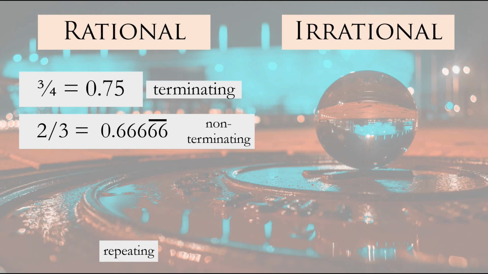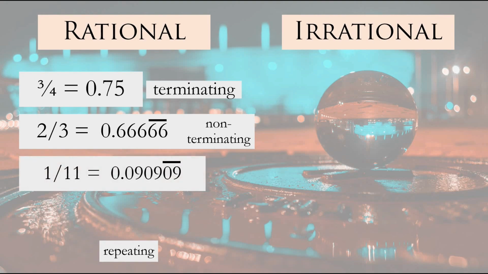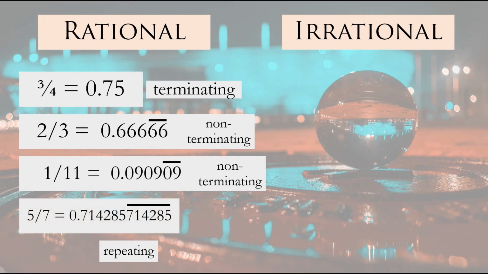Thus, it's rational. 1/11 is equivalent to 0.09090909 and so on, or 0.09 with an overbar. It is also non-terminating but repeating, thus it's rational. Lastly, we have 5/7, which is equivalent to 0.71428571428 and so on, or 0.714285 with a bar, or overbar. This is also non-terminating but repeating, therefore it's also rational.